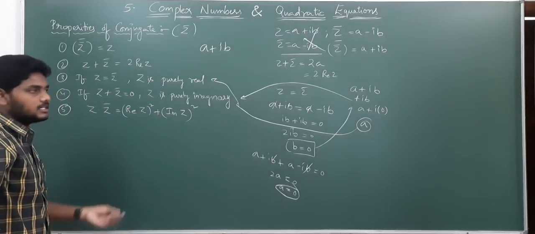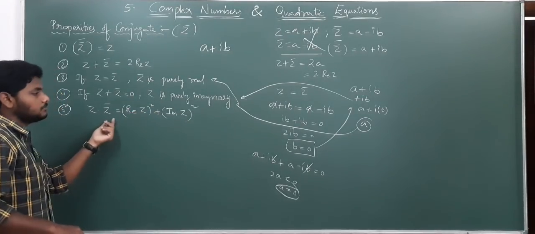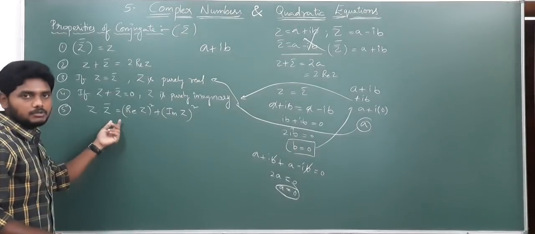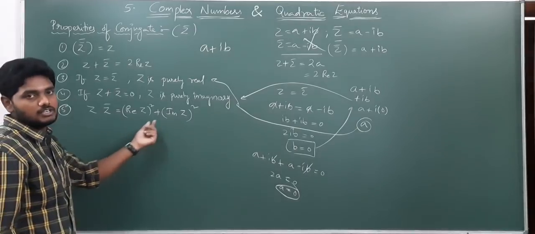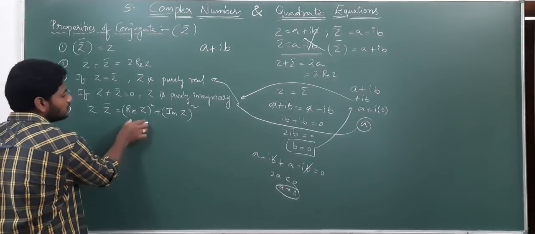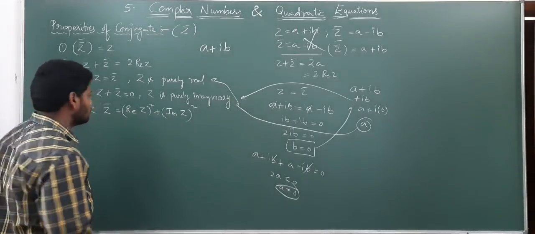Next, fifth property: z into z bar is real part of z whole square plus imaginary part of z whole square. Already we have discussed z into z bar, a plus ib into a minus ib. Before that we have discussed that formula. A plus ib into a minus ib is a square plus b square, which is nothing but real part of z whole square plus imaginary part of z whole square.